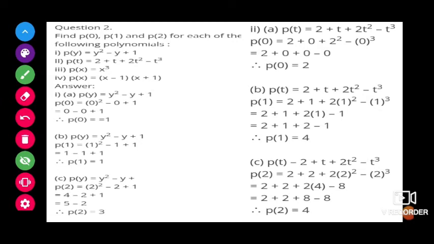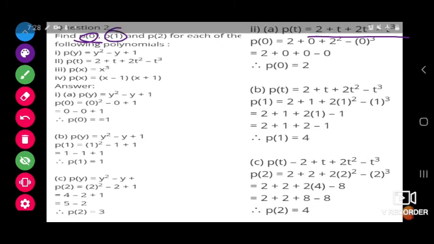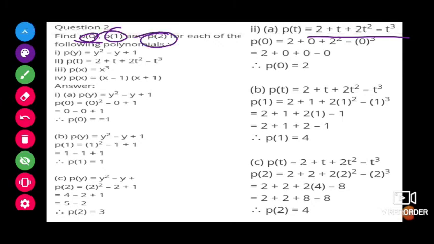Same way, the next expression P of t is equal to 2 plus t plus 2t square minus t cube. Now same way we have to find P of 0, P of 1, P of 2. So take the first one, P of 0. P of 0 means in the place of t we have to place 0. Whenever we place a 0, children, no need to calculate t cube, t square and all. 0 cube is 0, 0 into anything is 0. So all the t terms will become 0. Only the constant is left over, the 2 is the constant, so 2 will be the answer. That's it. Okay.